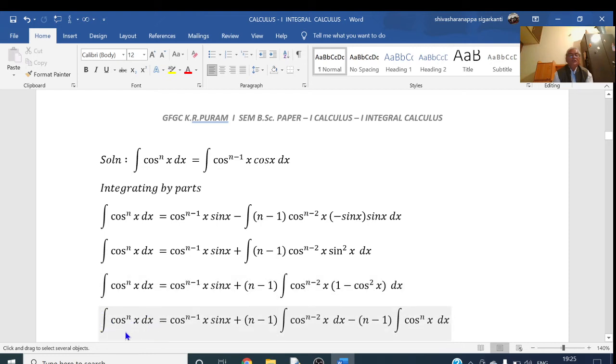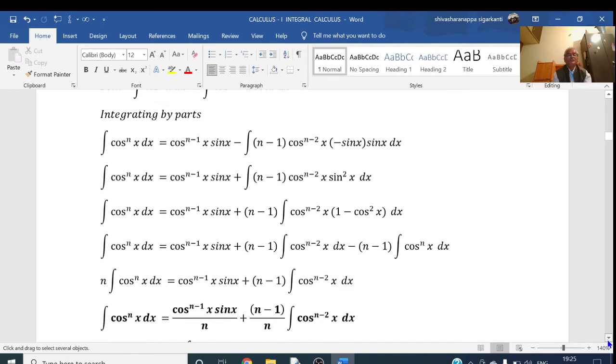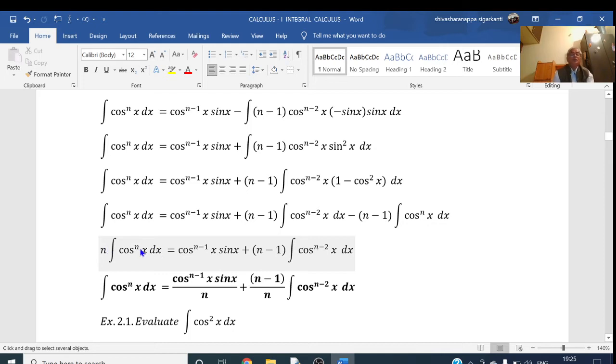On the left hand side we get n times the integral of cos x to the power of n dx. So the left hand side, n times the integral of cos x to the power of n dx, is equal to the right hand side, cos x to the power of n minus 1 times sin x plus n minus 1 into the integral of cos x to the power of n minus 2 dx. Dividing throughout by n we get the reduction formula for cos x to the power of n.